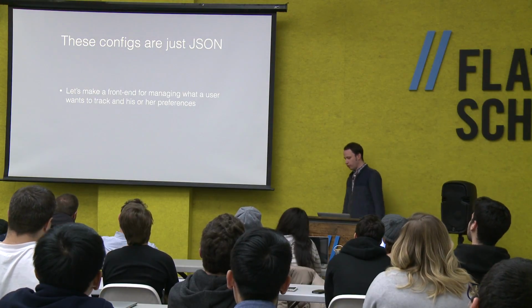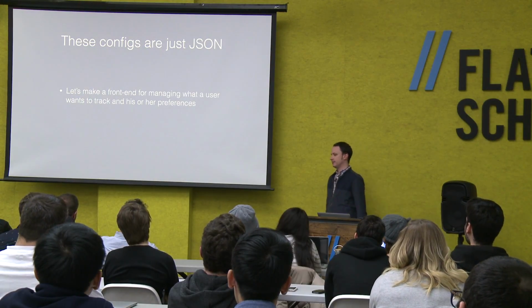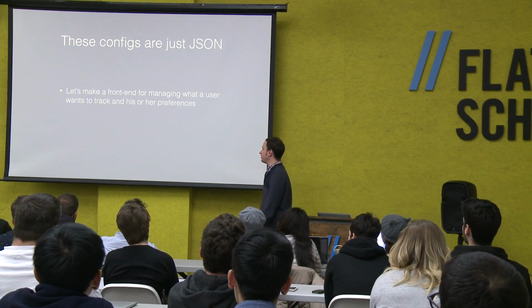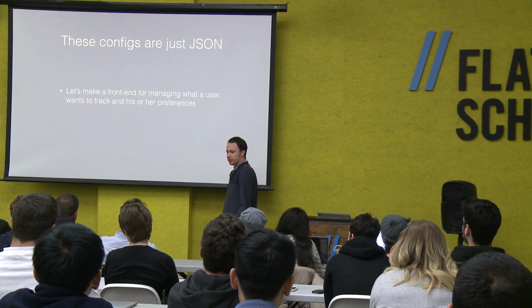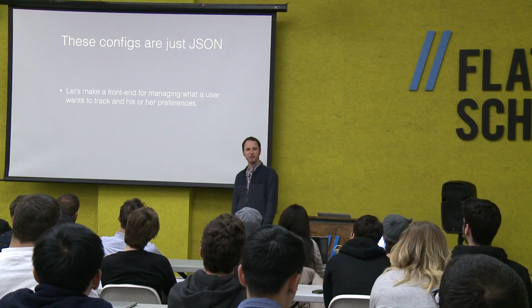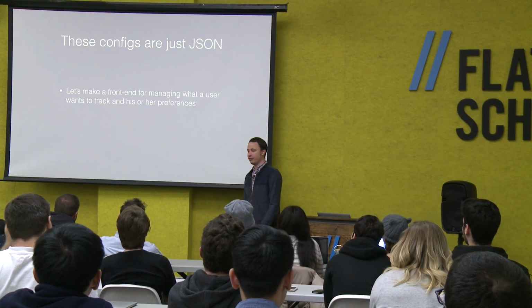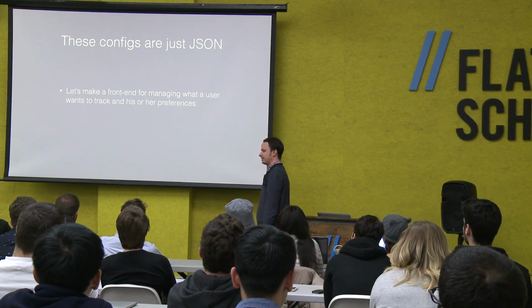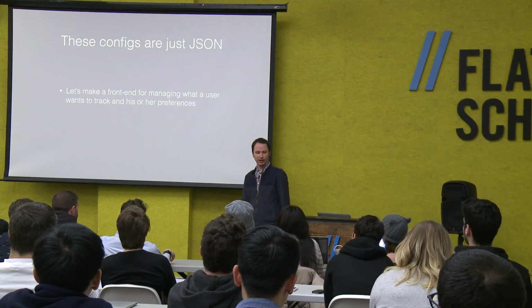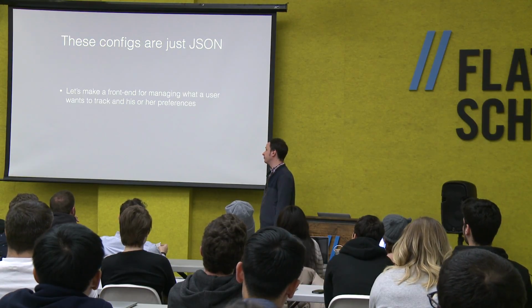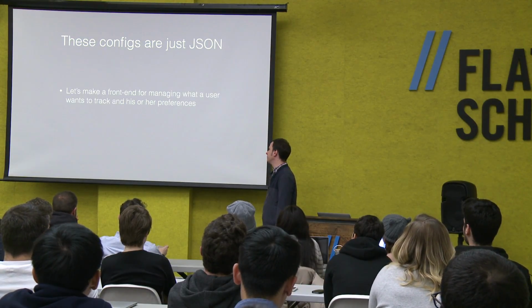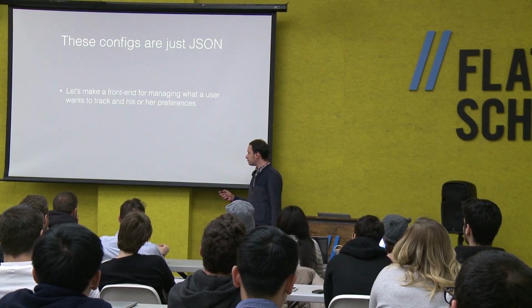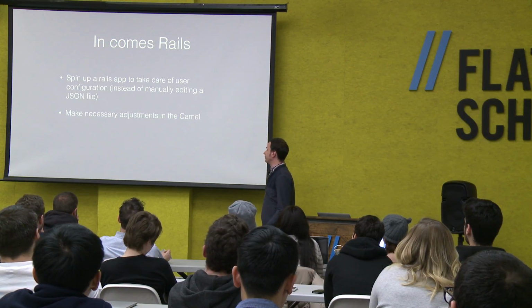Those configs you saw that you can edit are just JSON. Nothing special about them. We can just make a front end for them, right? We can make a Rails app to store our configurations, because it's kind of tedious and not as fun to edit a JSON file as it is to go into a web app and do something. So let's make this Rails app.